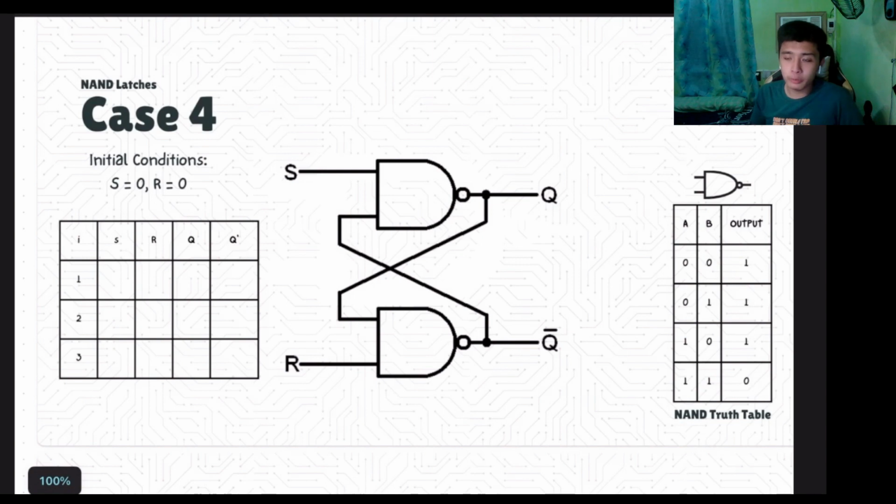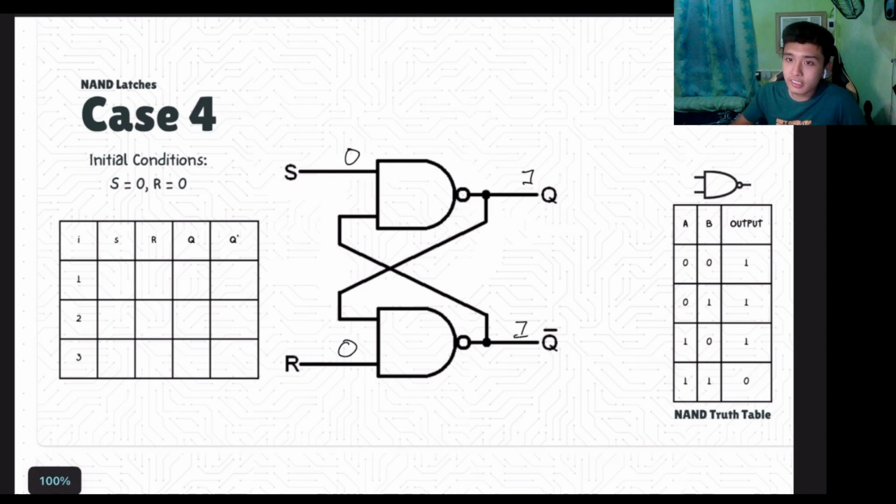And now we're going to proceed with the fourth case. So when the initial conditions are S equals 0 and R equals 0, according to the NAND truth table, when one of them has a 0 on it, the output will automatically be 1. So for the S, the output of U will be 1. And for the R, since the value is 0, the output will be 1.